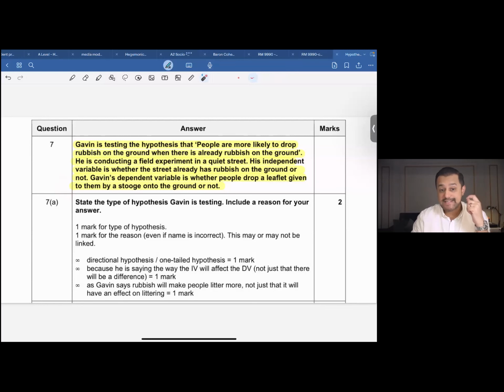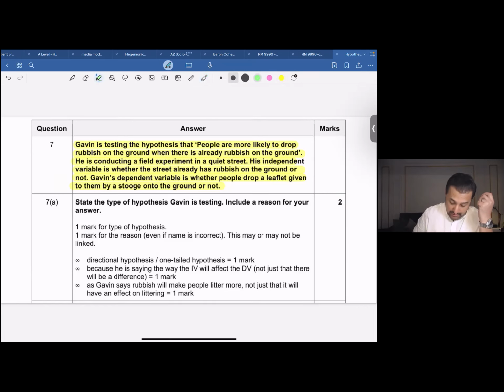The question reads, state the type of hypothesis Given is testing, including a reason for your answer. You've been put through a situation, and now you've been asked to identify the type of hypothesis being used. Now, many students end up just identifying this. Don't do that. Read the question thoroughly. It's a 2 mark question, right? So you should include a reason for your answer as well.